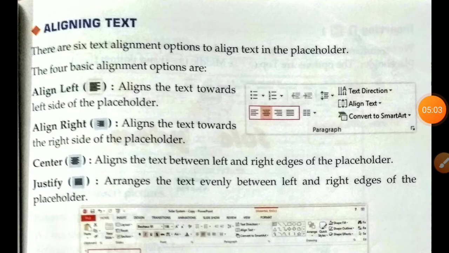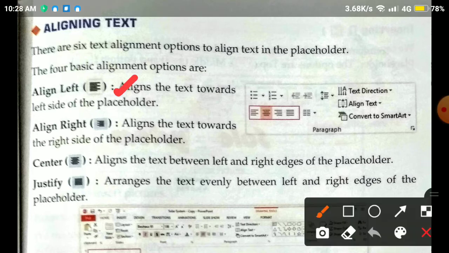Next is aligning text. There are 6 text alignment options to align text in the placeholder. The 4 basic alignment options are align left, align right, align center, and justify.